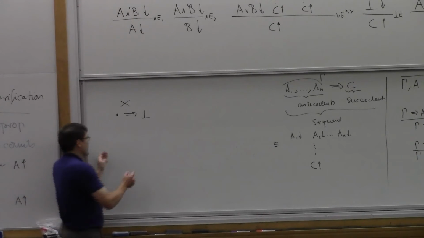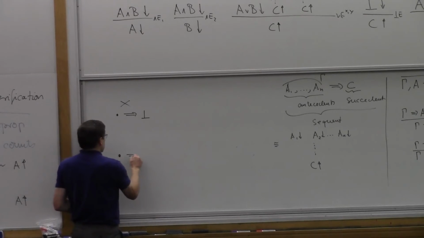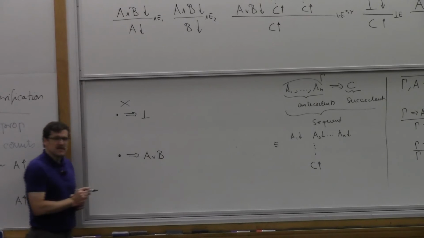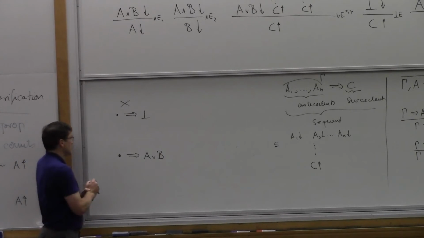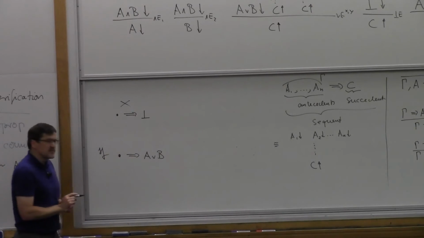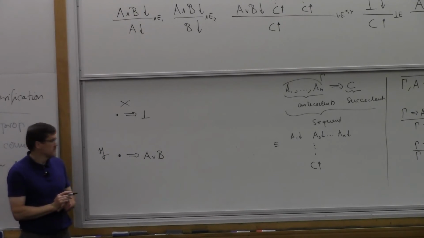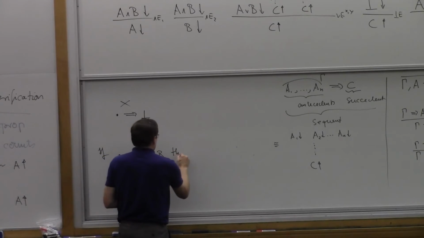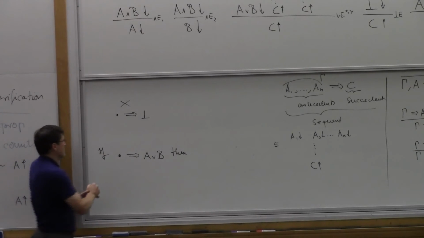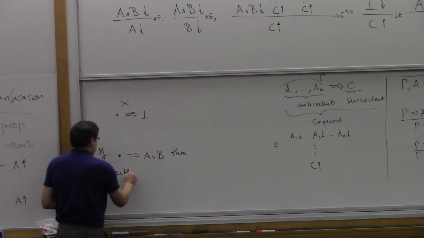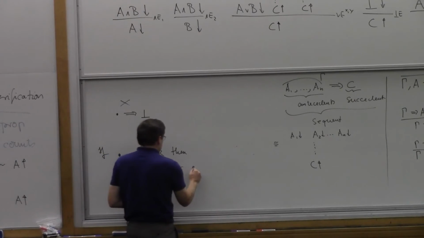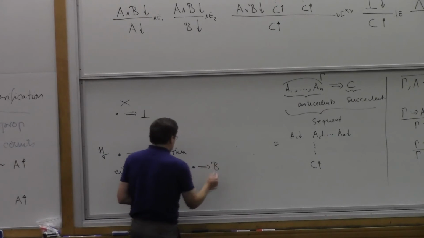Okay? How about this? If I have no assumption, am I trying to prove A or B? What are the possibilities for that? So if I have a proof of A or B, then either I must have a proof of A or I must have a proof of B. Okay, and why is that?